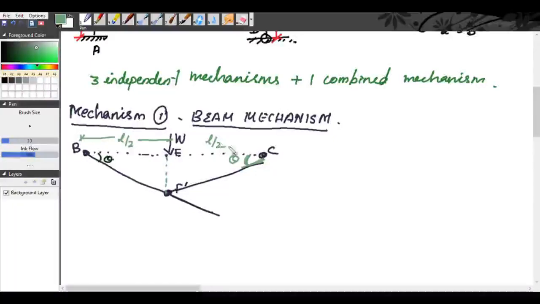This is also L by 2. So this distance is equal to L by 2 theta. F dash is equal to L by 2 theta. And this angle is equal to theta plus theta. So it is 2 theta.